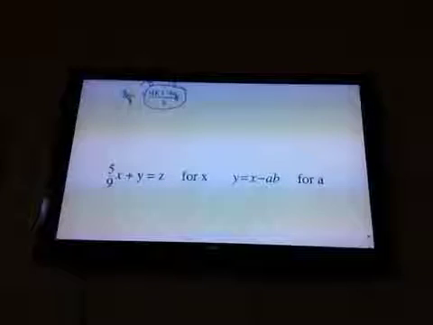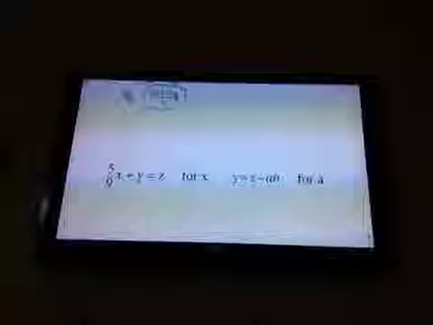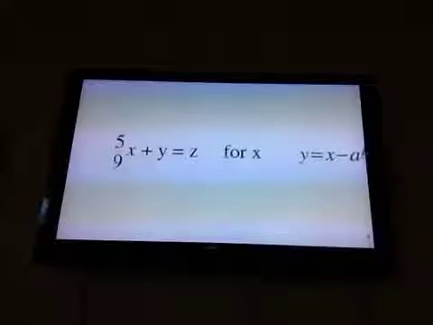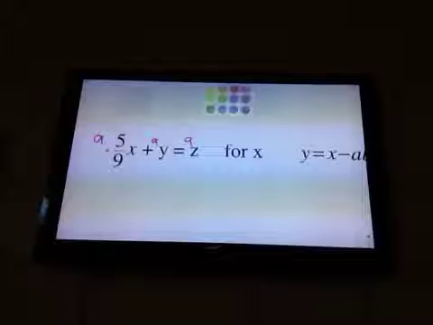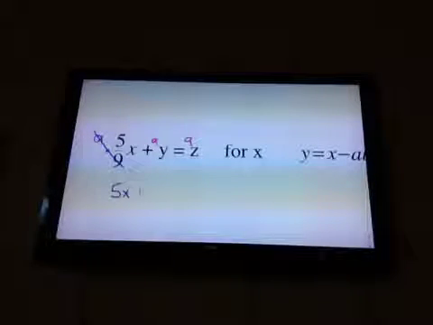I got a fraction in this next one. So my common denominator is 9. I'm going to get rid of the fractions by multiplying all my terms by the denominator. So my 9's cancel, and I have 5x plus 9y equals 9z.